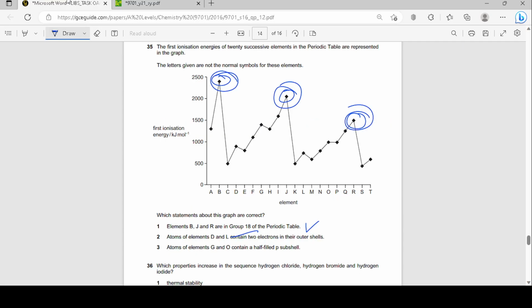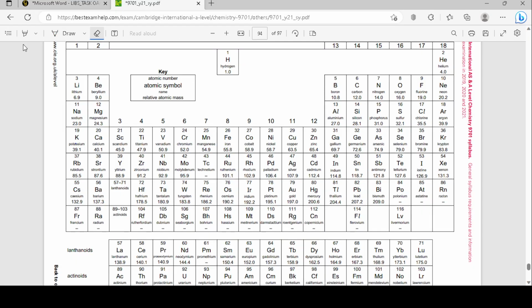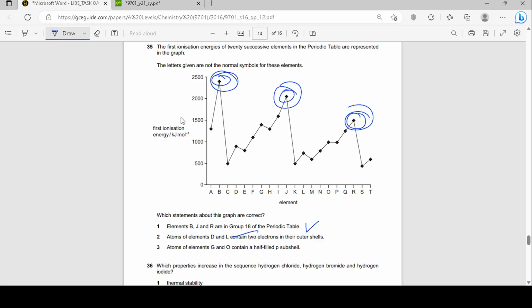Whereas the increase in atomic radius and the increase in the shielding effect is much greater. So that's why the ionization energy immediately decreases after group 8 to the next period.